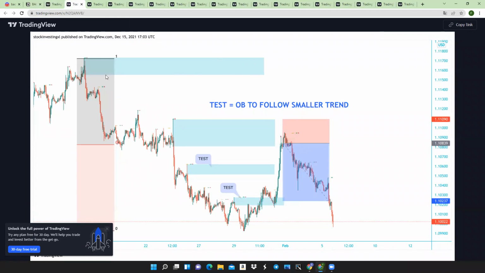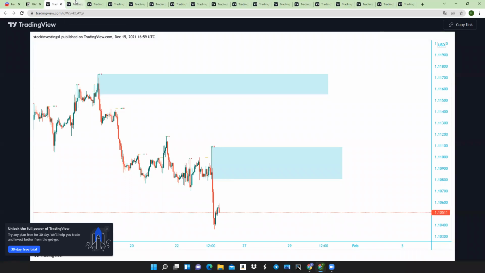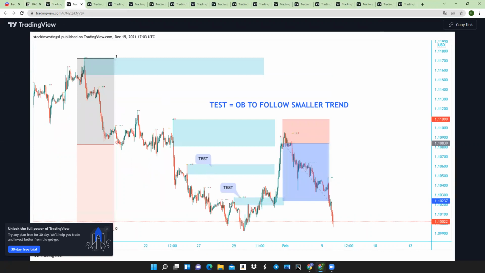So initially I marked out, let me see, because I'm not really understanding the chart right here. Where is it?